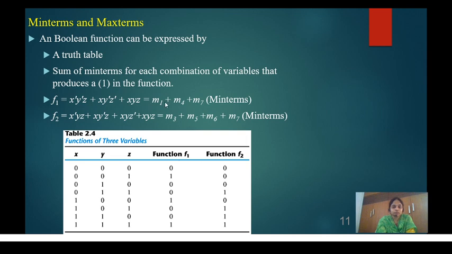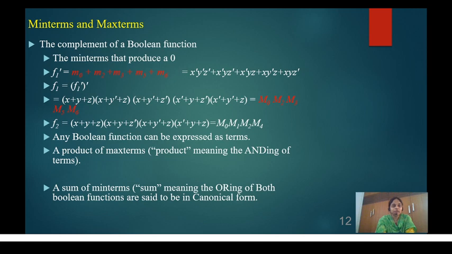So what are these terms? Min terms. This is M0, M1, M2, M3 up to M7. So where are the ones? You take those values and write here. Where are the ones? For M1, M4 and M7 there are ones. So take those min terms: M1 plus M4 plus M7. And this is another example, for the F2 function. The min terms that produce a 0 are the complement for the max terms.